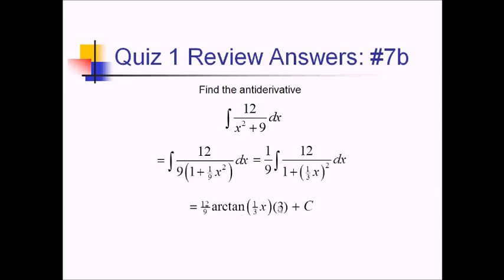And then 3 times 12 over 9, well, that's really going to be 36 over 9, which is just 4. So when the dust settles, we have 4 arctan of 1/3 x plus c.